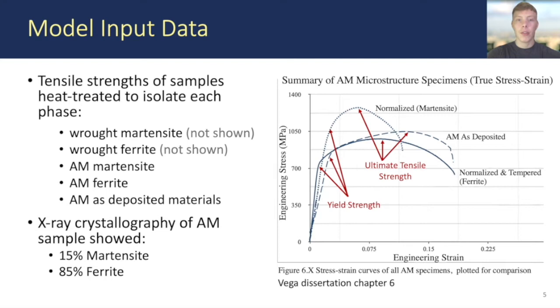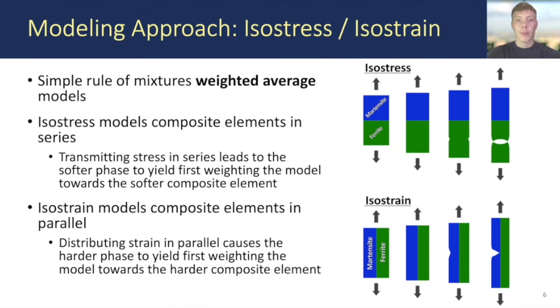X-ray crystallography also determined that the composition of the additively manufactured as-deposited microstructure was 15% martensite and 85% ferrite. I will use this data as the inputs to model the effects of additive manufacturing on strength. I started with simple models. Isostress and isostrain models only consider the mass fractions of each component and their individual strength. This approach will give me much clearer direction to continue investigation than more complex models with more variables would.